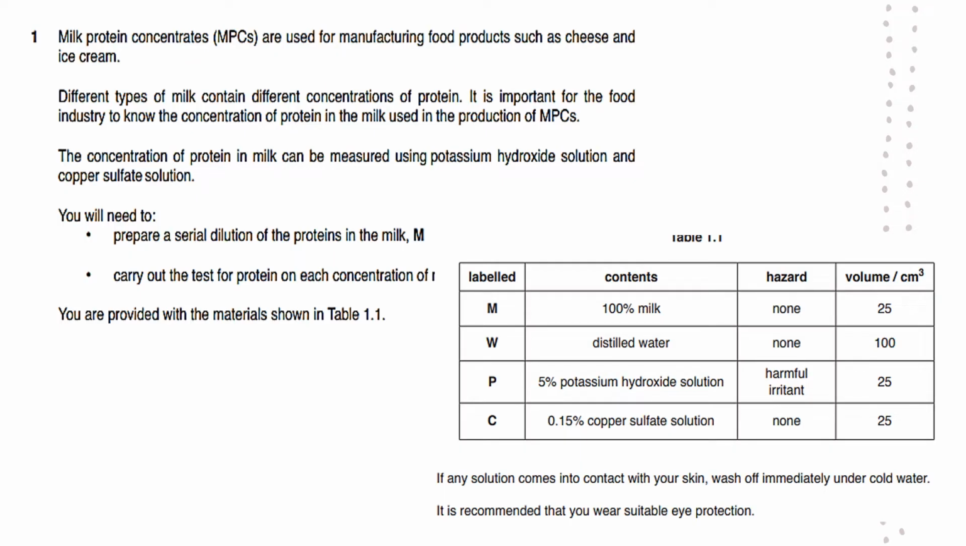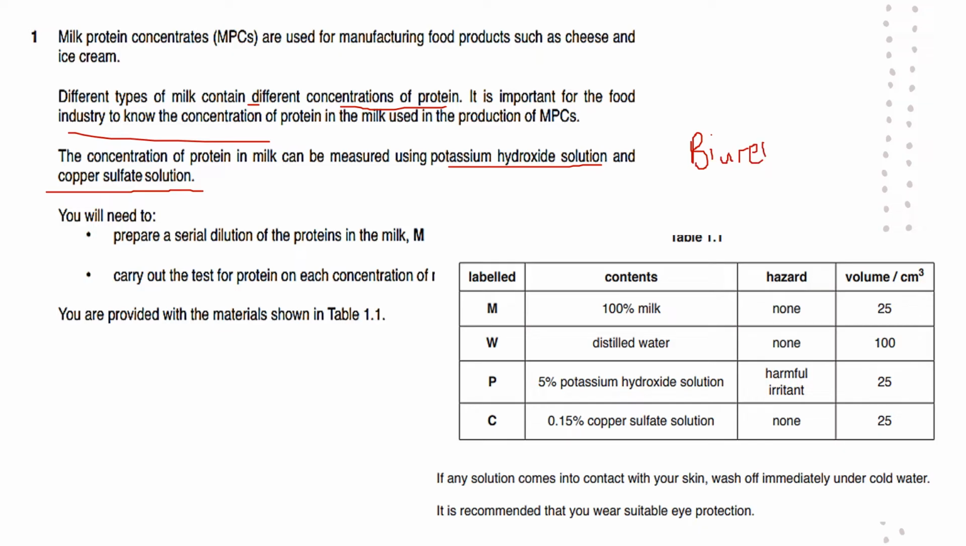So as an example now, let us look at this question here. It says milk protein concentrates, MPCs, are used for manufacturing foods such as cheese and ice cream. And then it just gives you some more information that there are different concentrations of proteins in different types of milk. And they then go on to say the concentration of protein in milk can be measured using potassium hydroxide solution and copper sulfate solution. When I do the video on food test, I will explain a little bit more about this, but this is often called the Biuret test.